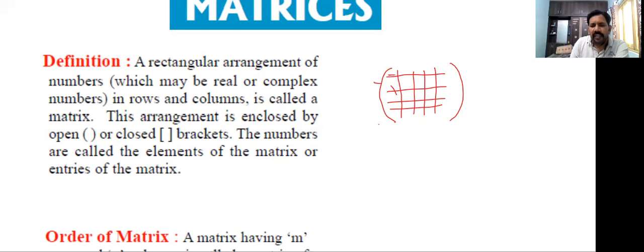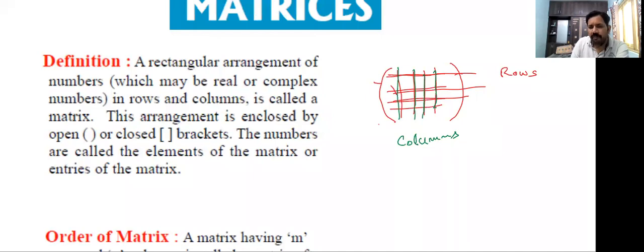So horizontal lines are called rows. Vertical lines are called columns. These are columns. Now, how to count in that matrix? How many rows are there? How many columns are there?